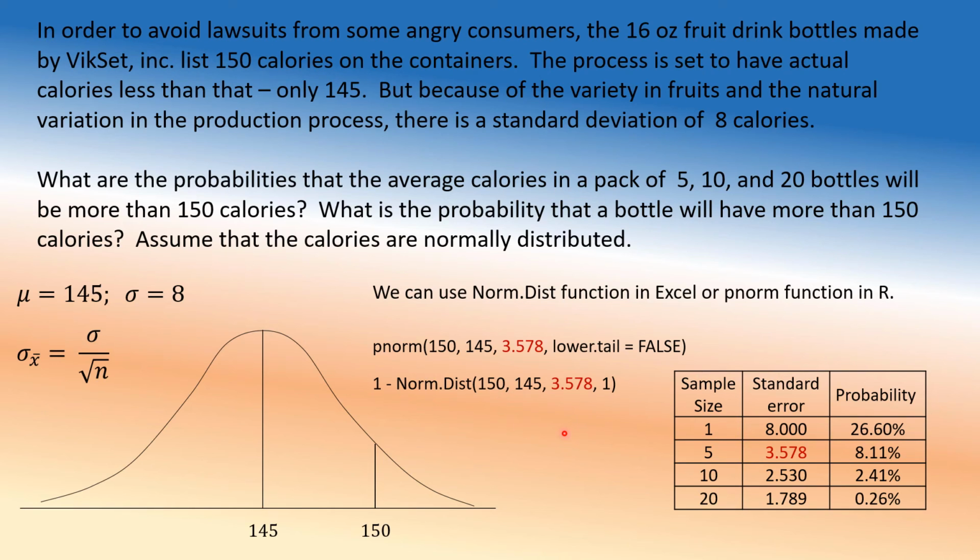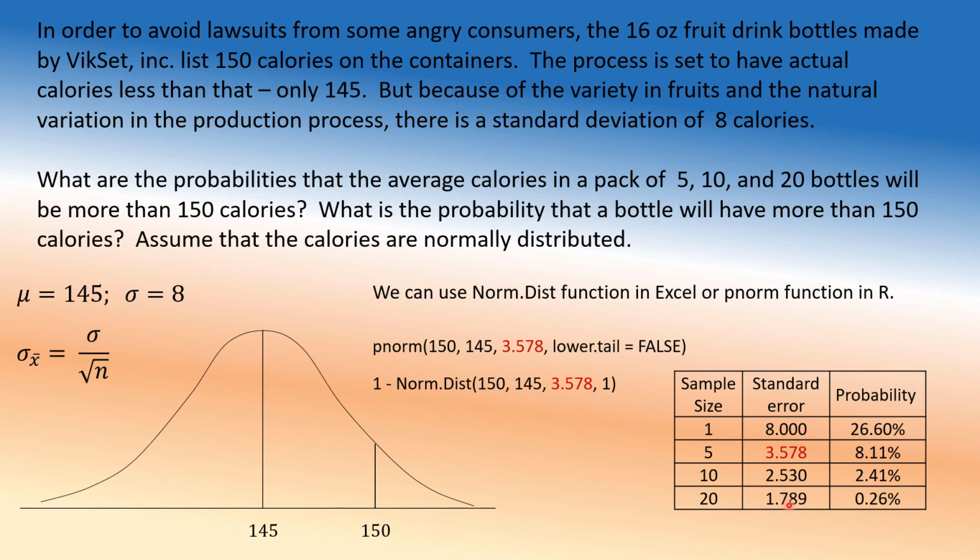So this is it. If you pick one bottle, even though it's supposedly 145 calories, there's about a 27% chance that the one that you pick has more than 150 calories. But if you get a sample of 5, then there's only about an 8% chance that your average calories is more than 150. If you pick 10, it comes down to 2.41%. If you pick 20, it becomes 0.26%. So it really goes down.